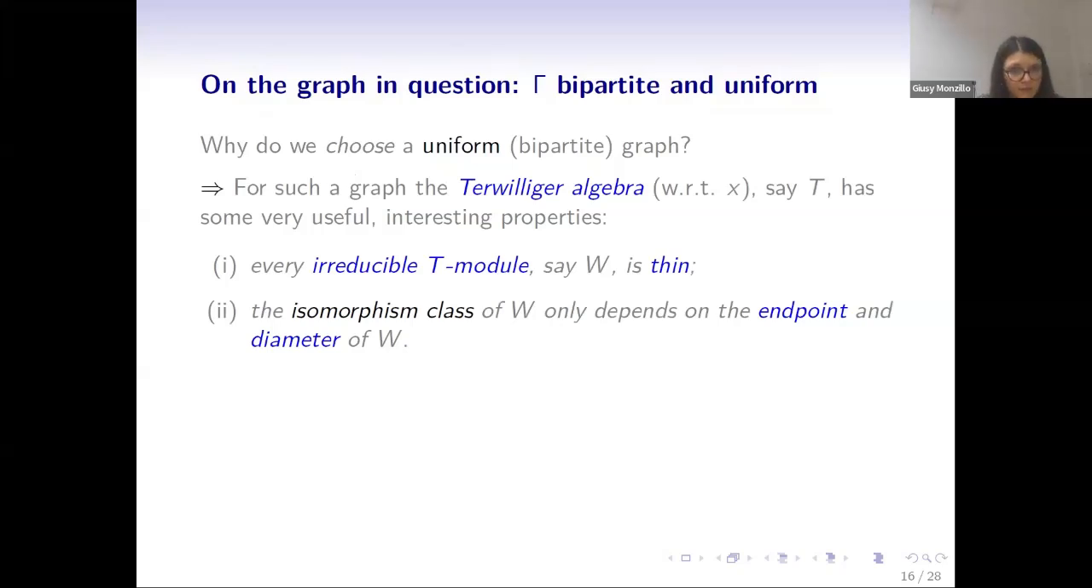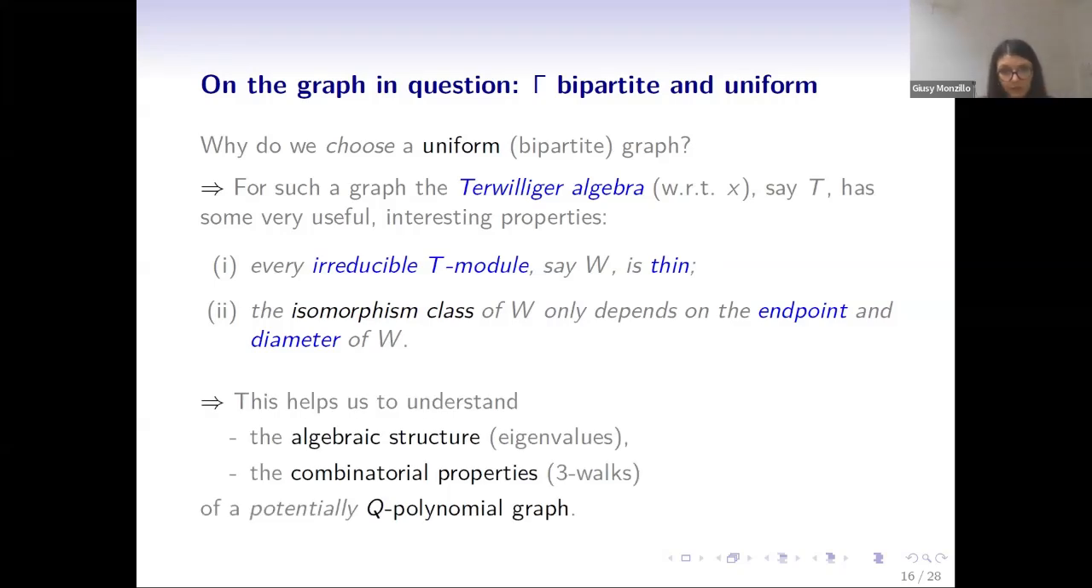I won't recall this because I don't have enough time; we would need hours to talk about the Terwilliger algebra, modules of this algebra and so on. But I want to make this useful and interesting to people who are interested in Terwilliger algebra study. For such a graph, the Terwilliger algebra with respect to the vertex x, let's say T, has some very nice properties. Just to sum up, every irreducible T-module is thin, and the isomorphism class of such a module only depends on two parameters, endpoint and diameter, of W. This is just to recap that all this theory helps us to understand the algebraic structure as well as the combinatorial properties of a graph that is potentially Q-polynomial.